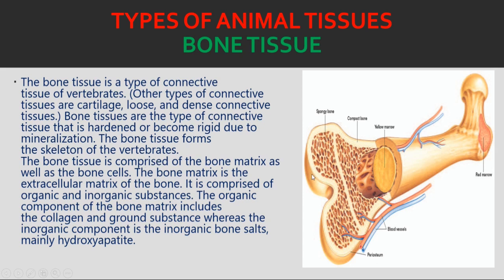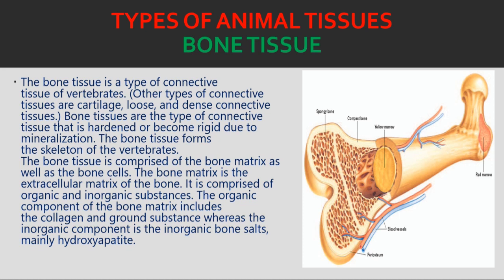Now, the bone tissue is comprised of bone matrix as well as bone cells. The bone matrix is the extracellular matrix inside the bone, and it is composed of organic and inorganic substances. The organic component of the bone matrix includes collagen and ground substance, whereas the inorganic component is the inorganic bone salts, mainly hydroxyapatite.